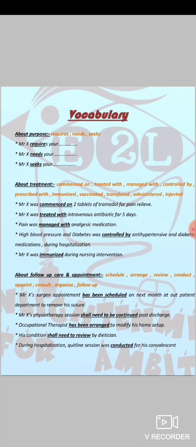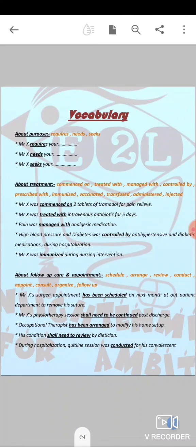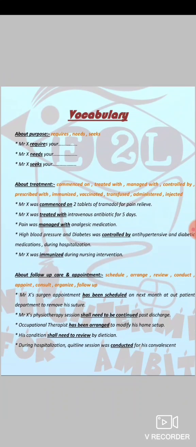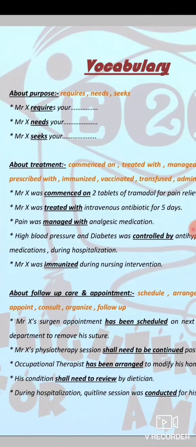First word, requires. Here you need to understand when to use this vocabulary and how to improve clarity in your letter. For example, Mr. X requires your continued care and management. Or you could say Mr. X requires your comprehensive care from your service. There also you can use the word requires.